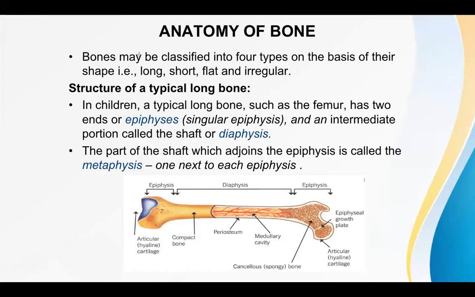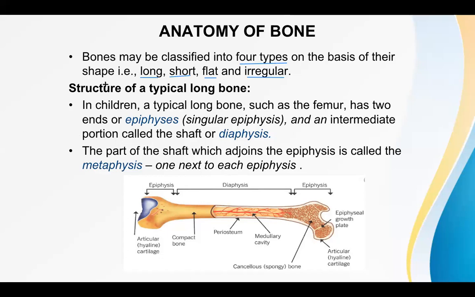Now, bones may be classified into four types on the basis of their shape. That is long bone, short bone, flat bone, and irregular bone. Every student knows that. Can you give me the example of long bones? Femur, tibia, fibula, radius. Exactly. All those answers are absolutely correct. You can take any names of the long bones: femur, humerus, tibia, fibula, radius, ulna, all those bones, long bone.